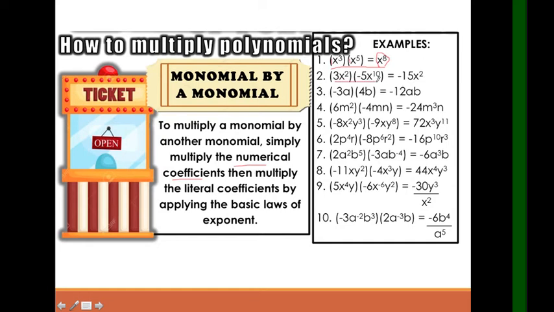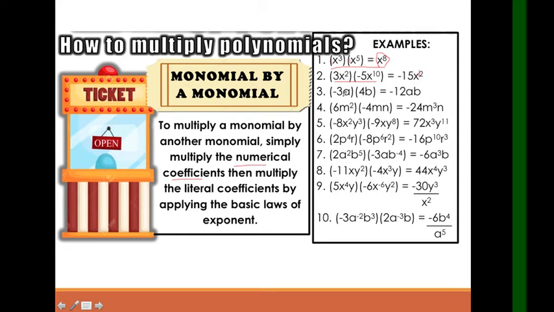Another is 3x squared times negative 5x raised to 10. So, 3 times negative 5 is negative 15. They don't have the same sign, that's why negative. Then, 2 plus 10 is 12. So, the answer here is 12. No? Hindi siya 2. 12. Negative 15x raised to 12.